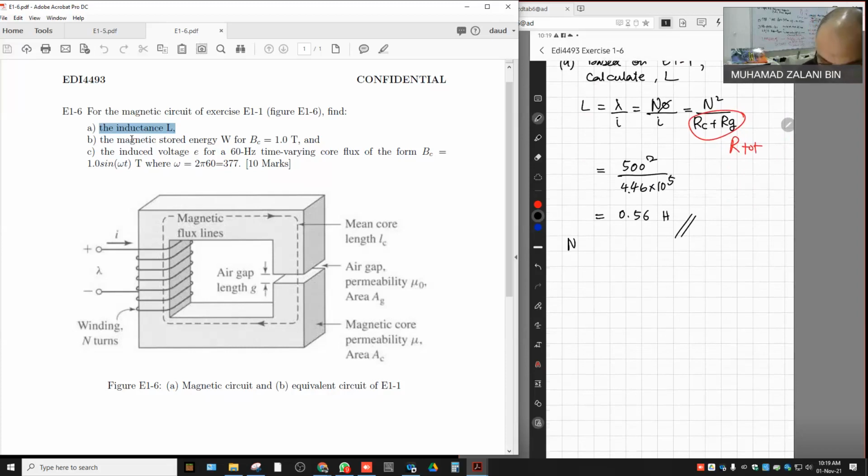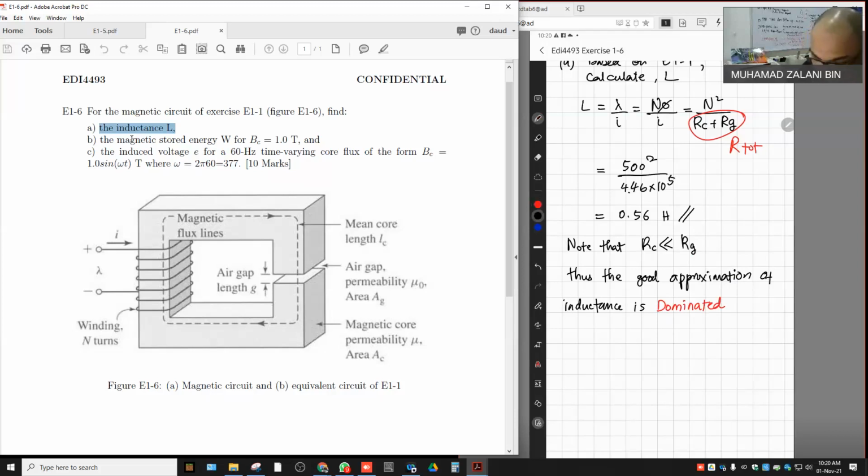Note that in this case, core reluctance is relatively smaller than gap reluctance. Thus the good approximation of inductance is dominated by the gap reluctance. The inductance is dominated by RG.